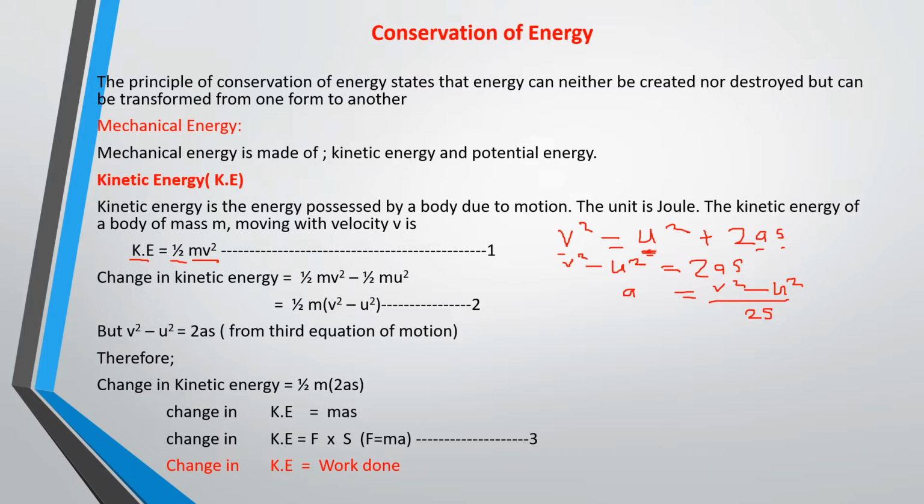Now remember that we said that force is equal to mass times acceleration. Force is equal to what? Mass times acceleration. So if you put that into this equation, force will now become m times v squared minus u squared all over 2s.